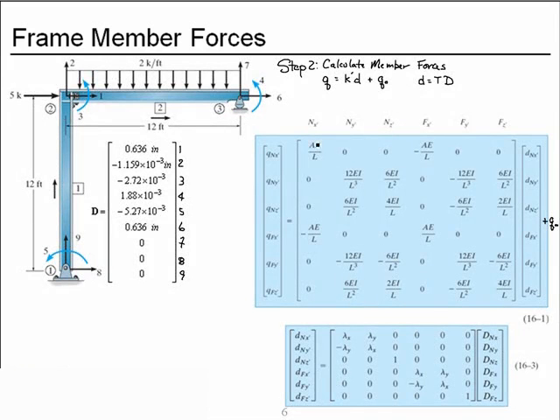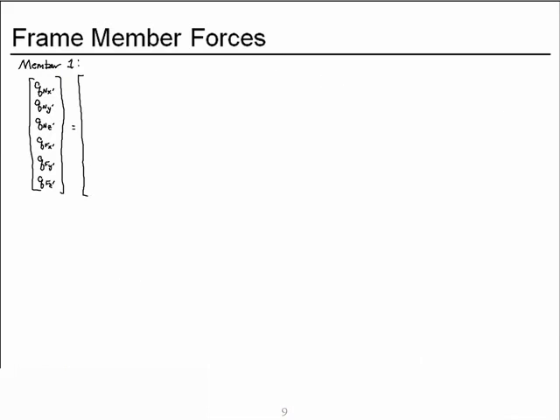So to assemble the K prime matrix, we need AE over L, 12EI over L cubed, 6EI over L squared, 4EI over L, and 2EI over L. All of these quantities we had calculated in the example for section 3. So if we go back to our notes from section 3's example where we assembled the structure stiffness matrix, AE over L for member 1 is 6,042 kips per inch, and then for K prime the next two entries are 0, and we have minus AE over L, and then the next two entries are 0.